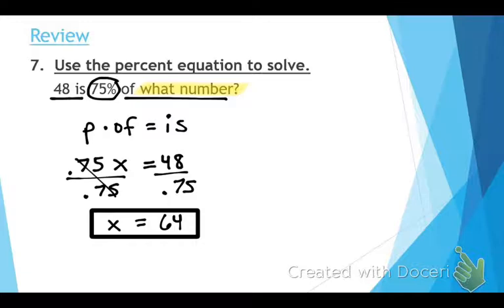If I had said to use percent proportion, what is the proportion formula? Is over of equals P over 100. Excellent. Is over of equals P over 100.